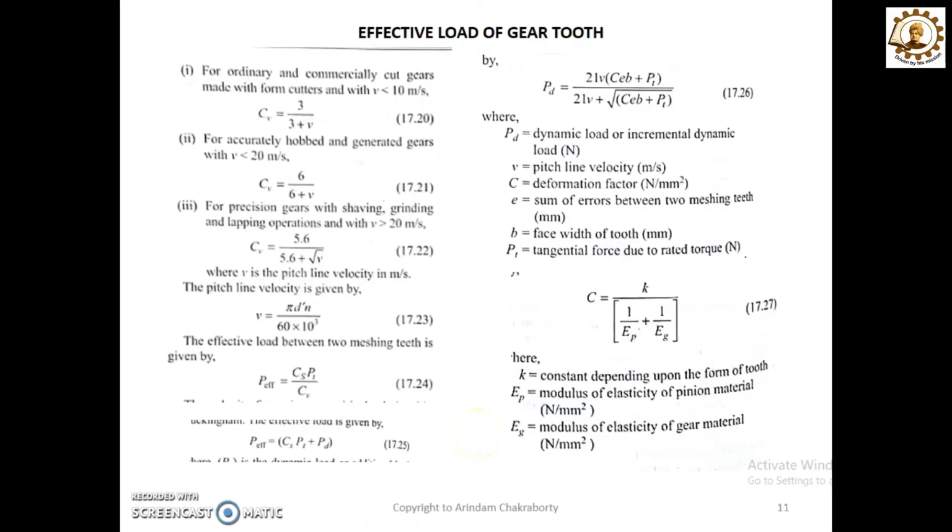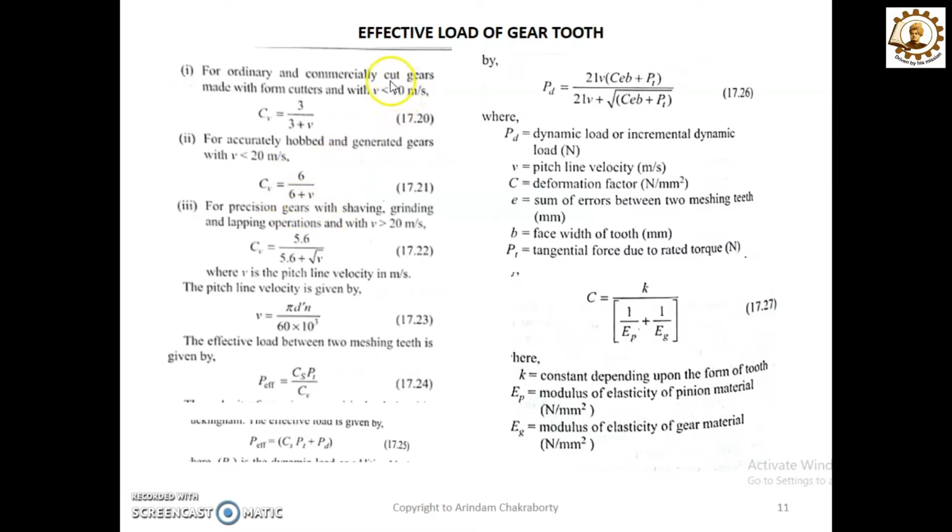Now, why did I select this 3 by 3 plus V? Because you could see, if the pitch line velocity is less than 10, you have to use 3 by 3 plus V, where CV is the velocity factor. Similarly, if it is more than 10 but less than 20, you have to consider CV as 6 by 6 plus V. V is nothing but the velocity you got.